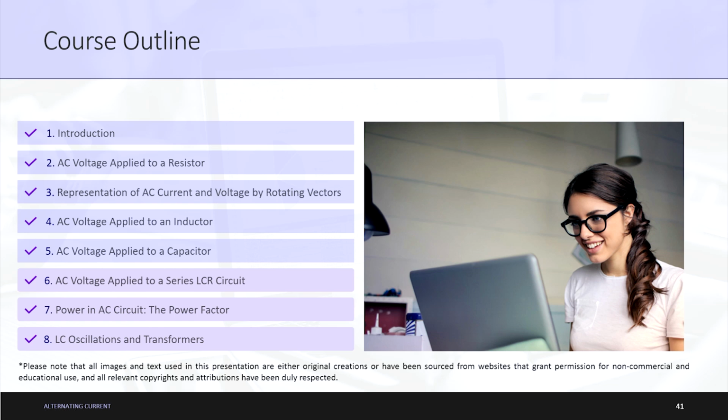So, this is lecture number 4 part 1 of alternating current. I am Sameer Lavankar. Let us begin our discussion. So, a course outline for you. First of all, currently we are on the 6th topic, that is AC voltage applied to a series LCR circuit.